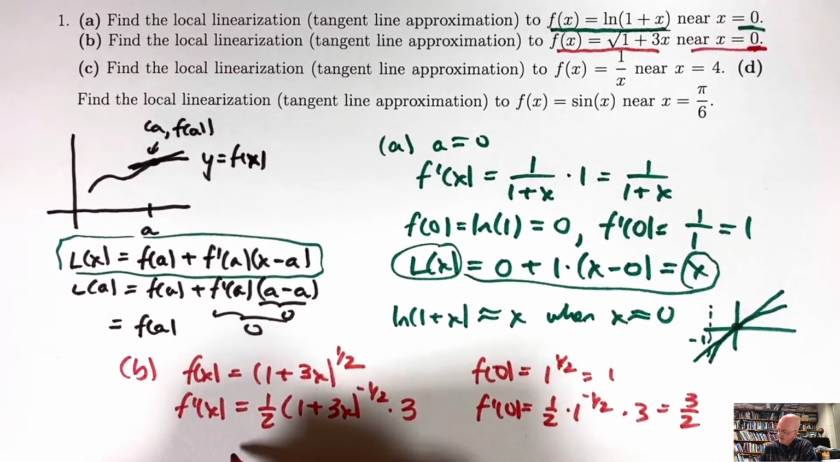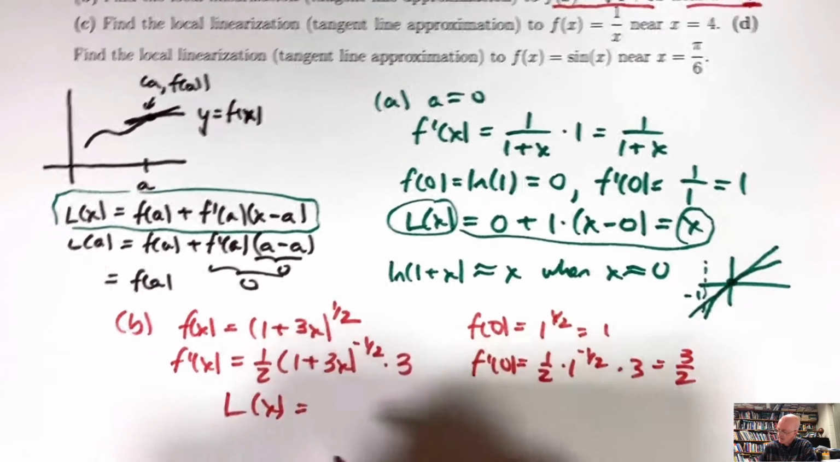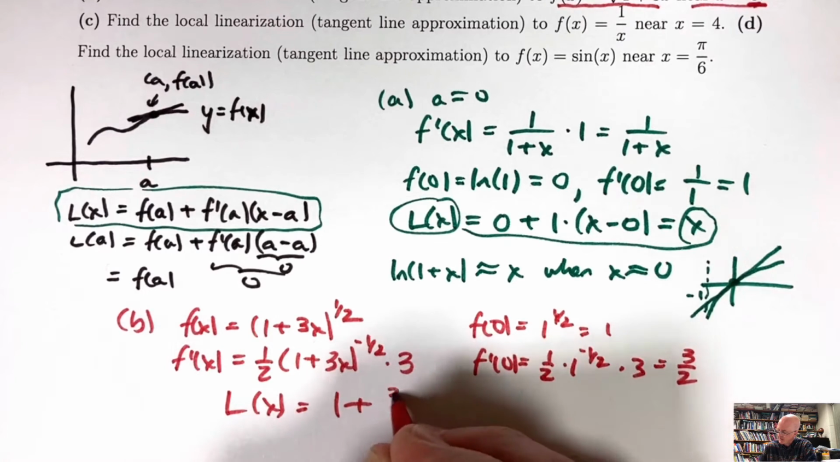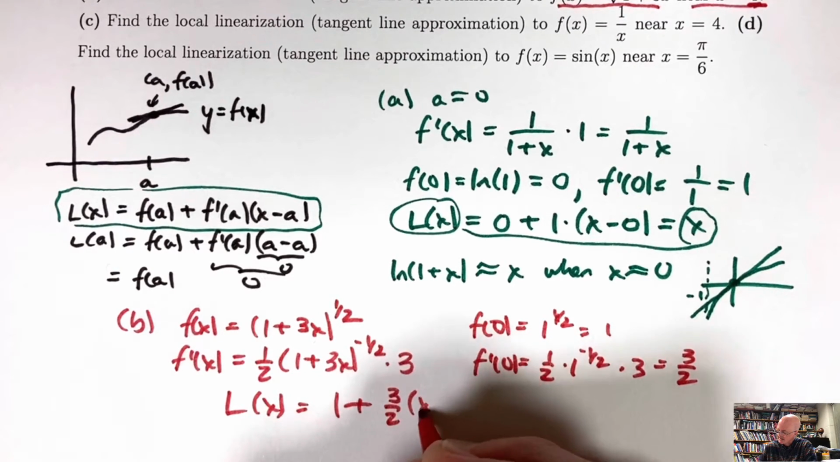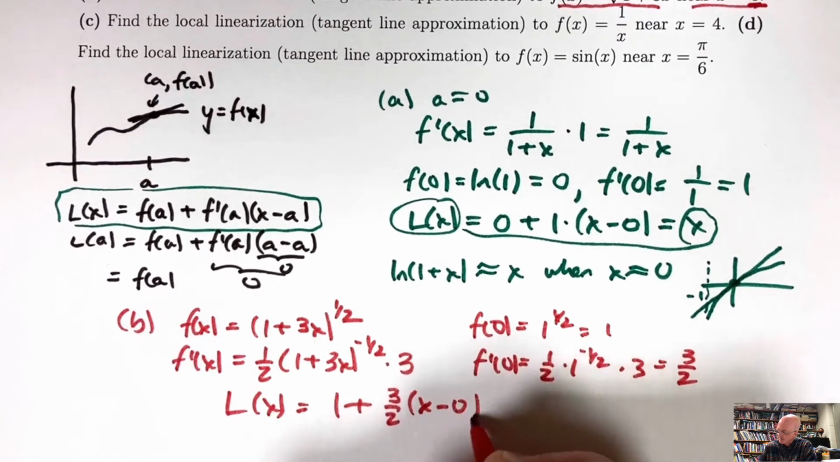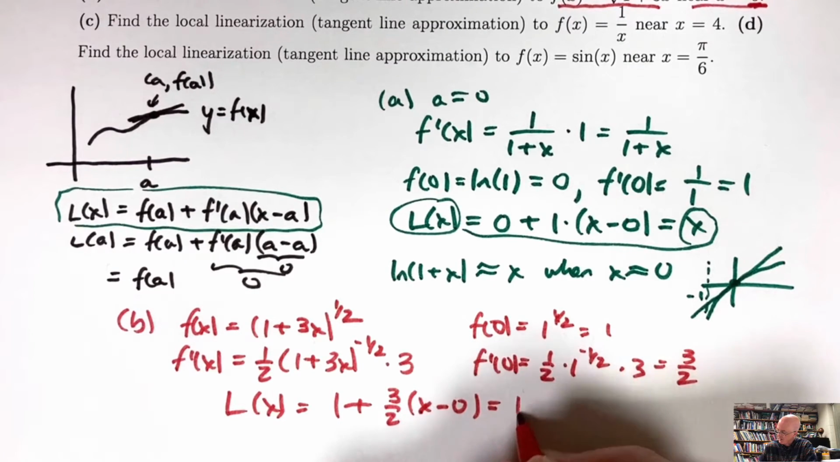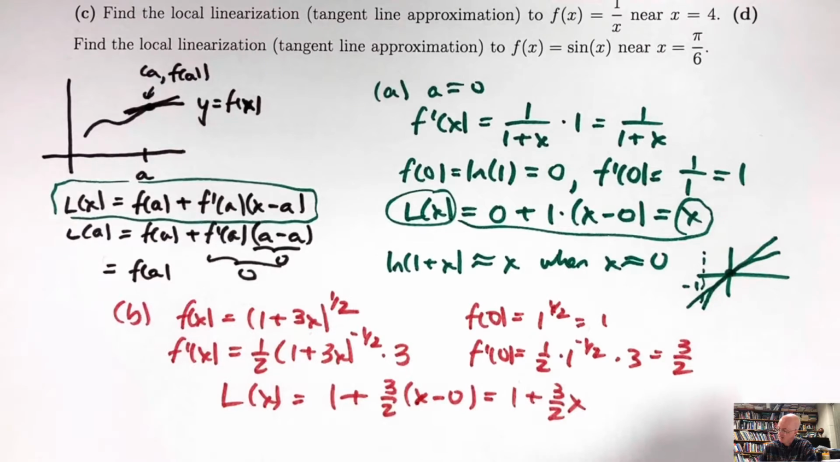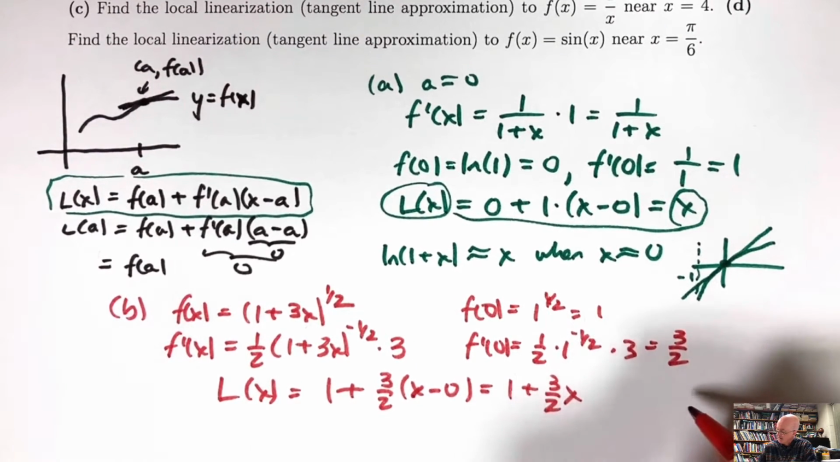So our local linearization, our tangent line approximation function is L of x equals f of 0, which is 1, plus f prime of 0, which is 3/2, times x minus a. That's x minus 0. This simplifies to 1 plus 3 halves x, or if you prefer, 3 halves x plus 1. All right, what's going on here graphically?